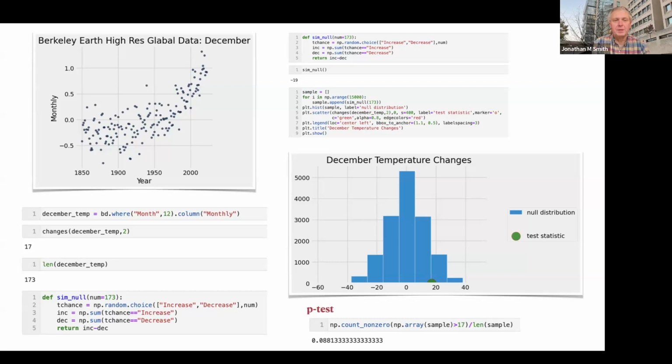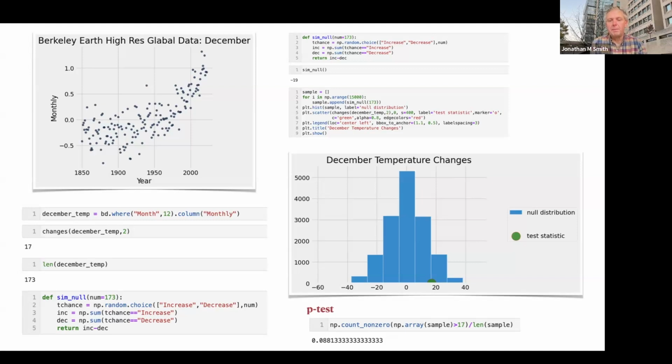So much like in Lab 7, you can go through and get these December temperatures over the period 1850 forward. We can apply the changes function and look at every other year, and we get 17. There are 173 years in the data set, so then we can simulate the null. And then what we come up with is the following figure for the December temperature changes, and we can see the green dot reflects where the test statistic is.